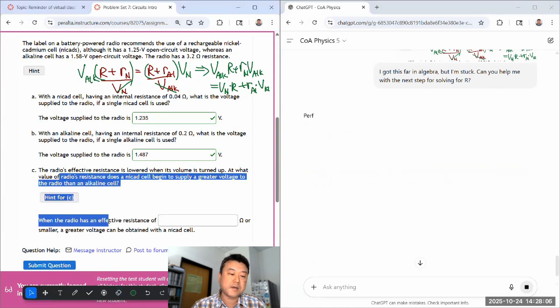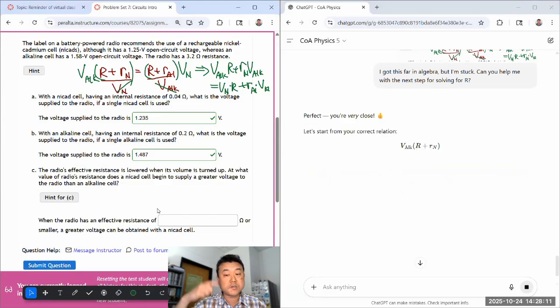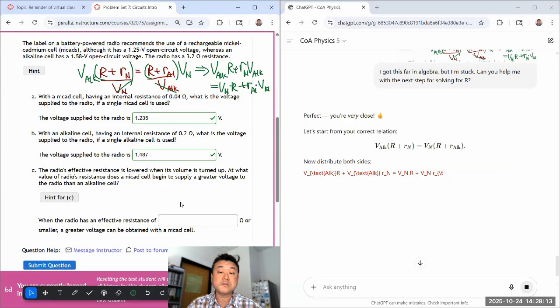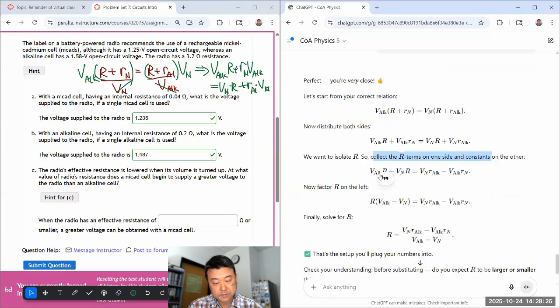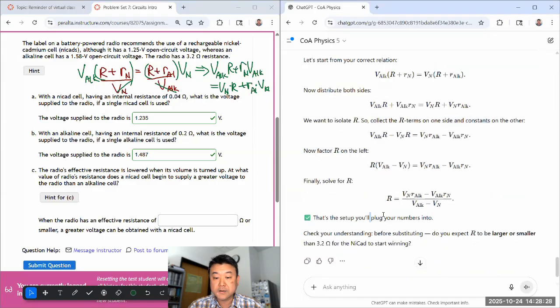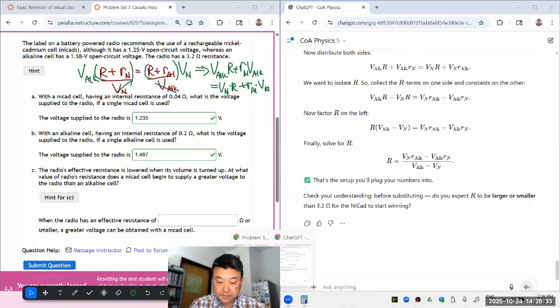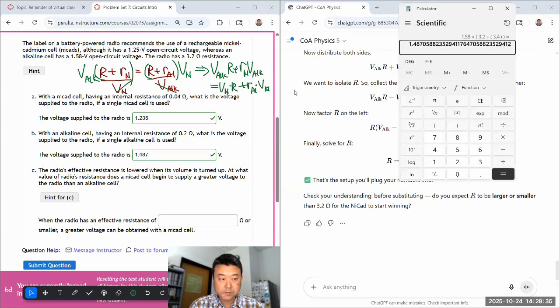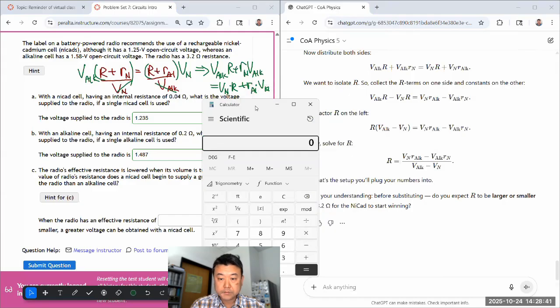I'm sure I worked this out in detail in my homework help video, but maybe some of my first few steps are not the exact same steps you are doing. So let's start from your correct relation. Good. Distribute both sides. I did distribute both sides. Collect R terms on one side. Yeah, so these are the correct algebra steps. And you plug in numbers there. So let me do that, and then we'll move on to the magnetism questions.